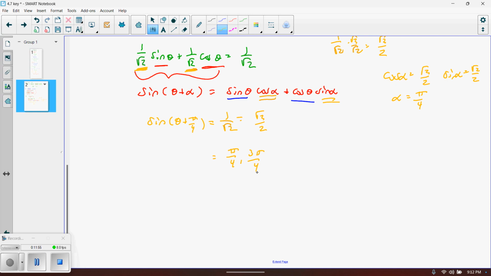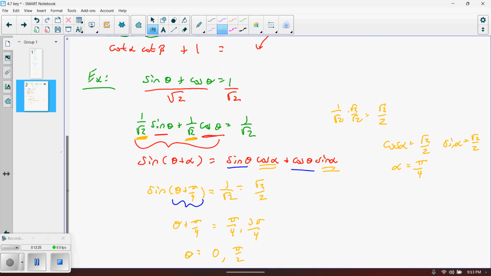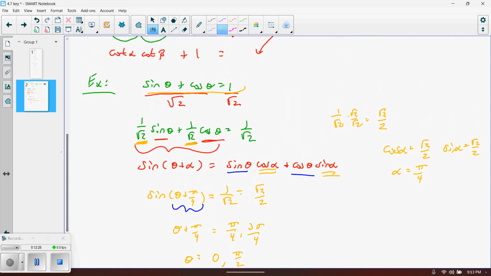So that's what this angle right here is. But that angle is theta plus pi fourths. So how do I solve for theta? I subtract pi fourths on both sides. So theta here, subtracting pi fourths from pi fourths is 0. Subtracting pi fourths from 3 pi fourths is 2 pi fourths, or pi halves. So those are the two solutions to this original equation, sine of theta plus cosine of theta equals 1.